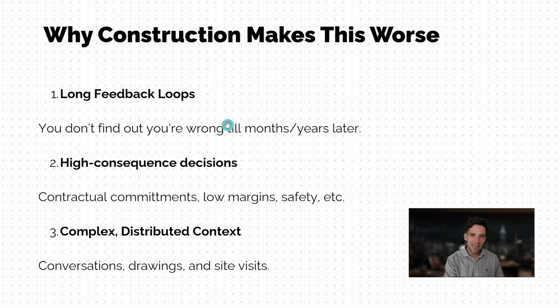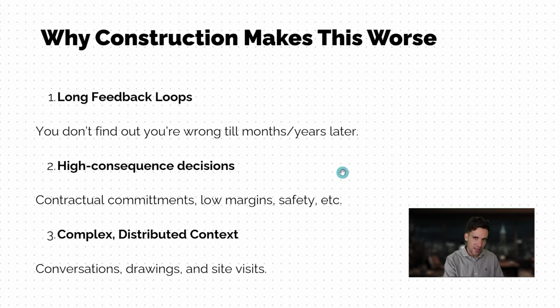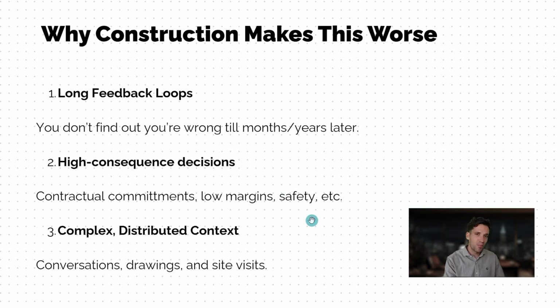So if we really take a step back and think about AI use cases in construction, we're always going to come up against these three obstacles: that we've got very long feedback loops, which makes it hard to pick up errors. We've got high consequence decisions, and we've got complex distributed context. So to really get anything meaningful out of AI, it's hard to give it all the correct input information.